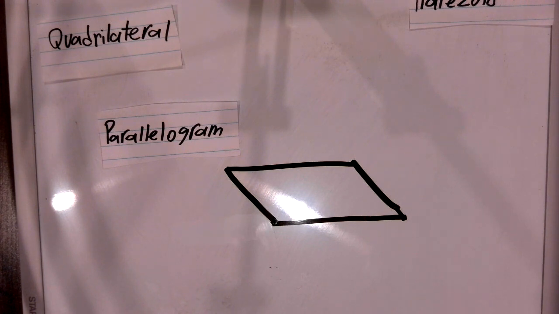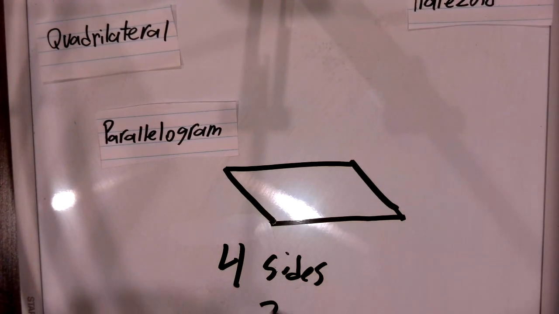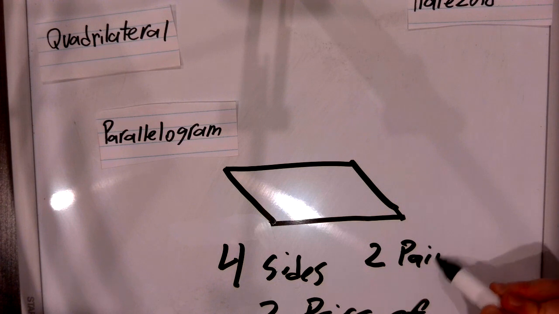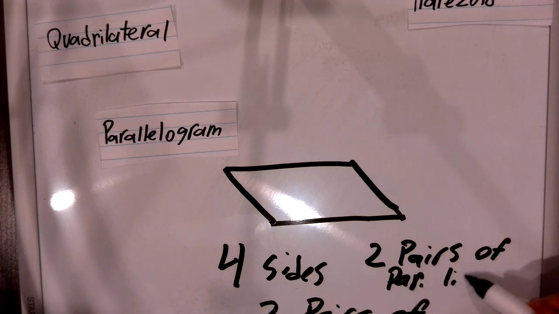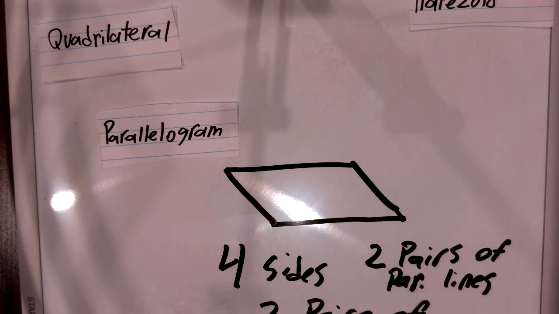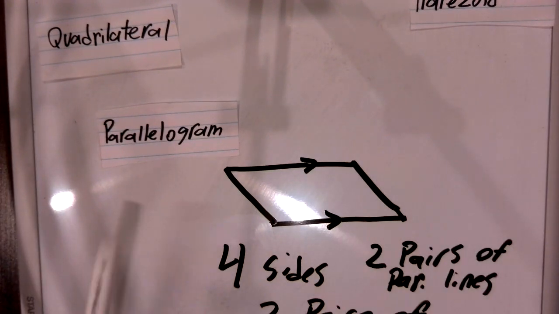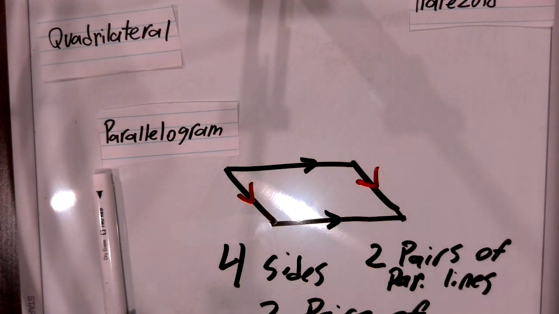A parallelogram is a quadrilateral with four sides and two pairs of parallel lines. Oh, you can't see me writing that. I'll put it up here. With two pairs of parallel lines. So again, we need to mark them. These lines are parallel to each other, and these lines are parallel to each other.